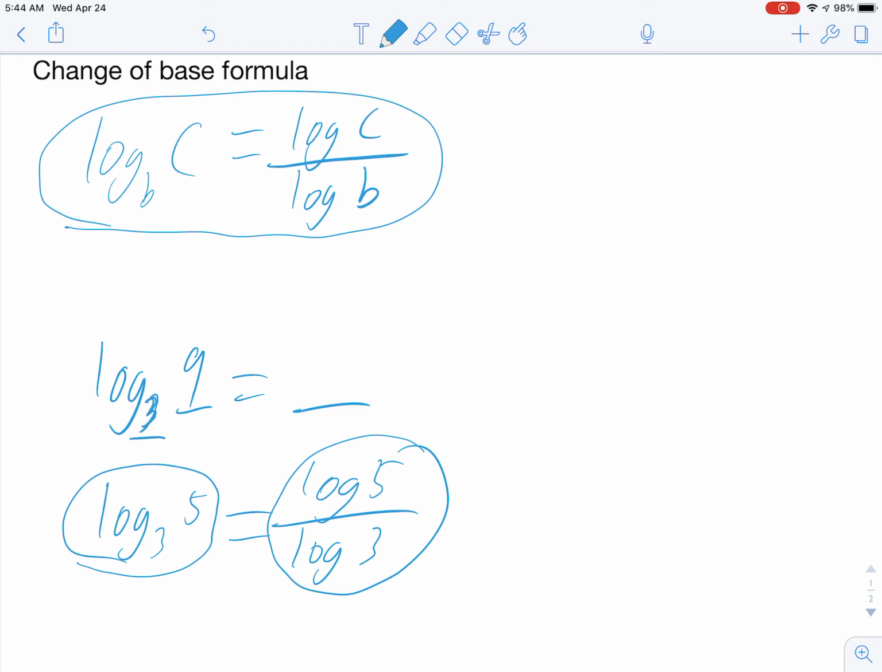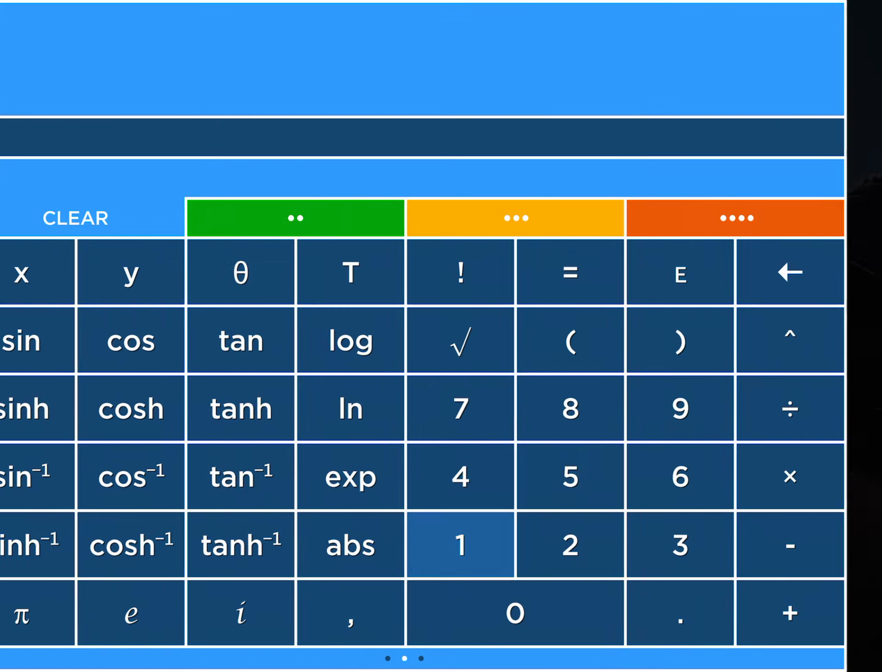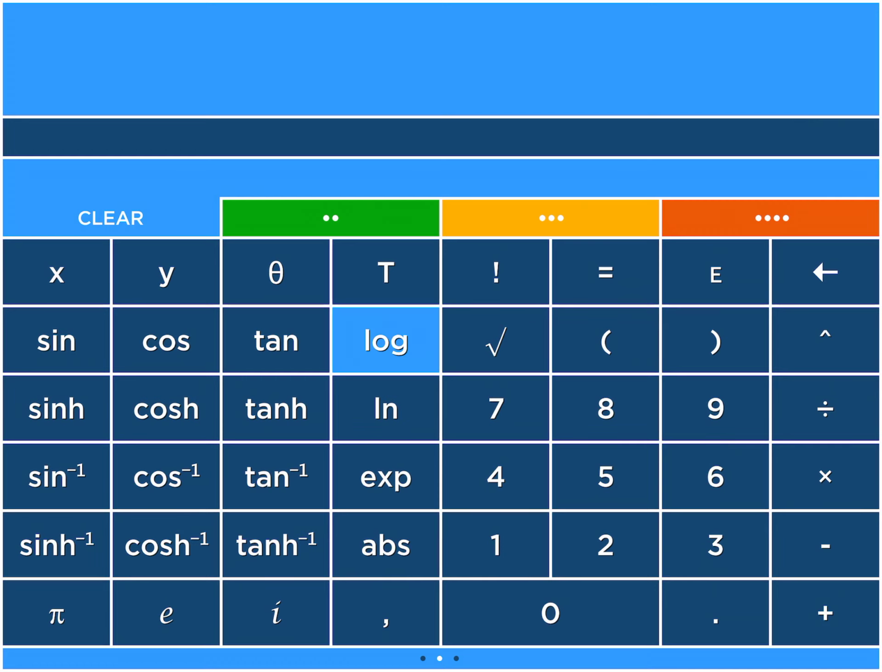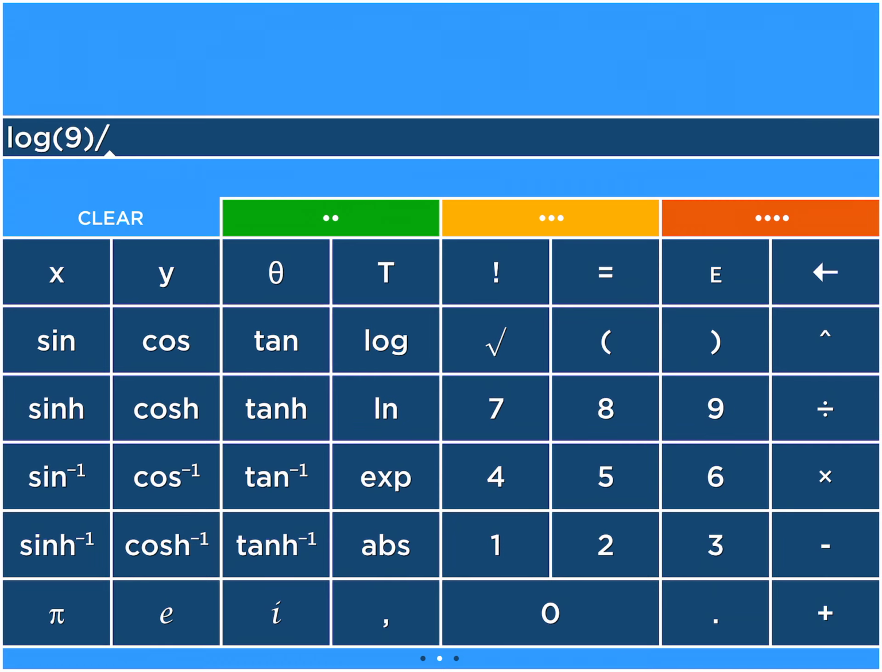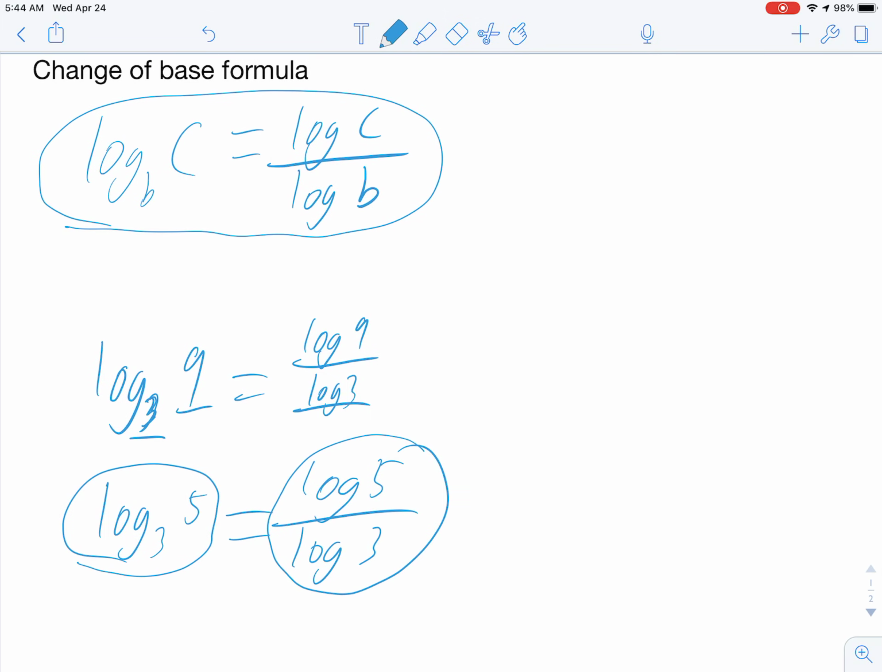So for example, if you didn't know that 3 squared was 9 and you were trying to evaluate, you could actually just type log of 9 over log of 3 into your calculator. And I could show you that that actually works. If we simply do log of 9 divided by log of 3, you see we do in fact get 2. And so that's pretty handy for evaluating logs.